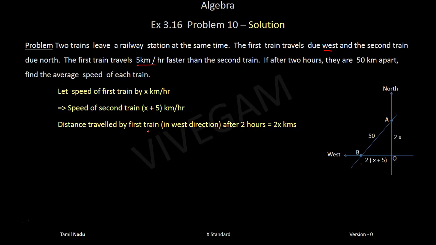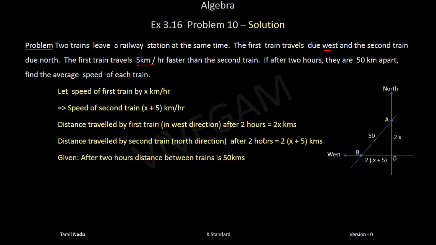The distance traveled by the first train in the west direction after 2 hours will be, in 1 hour it travels x kilometers, in 2 hours it will travel 2x kilometers. Similarly, the distance of the second train which is traveling in the north direction will be, in 2 hours, 2 into x plus 5. So after 2 hours the distance between the two trains is 50 kilometers.